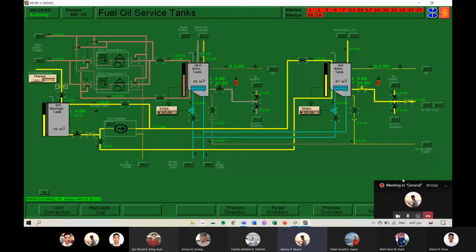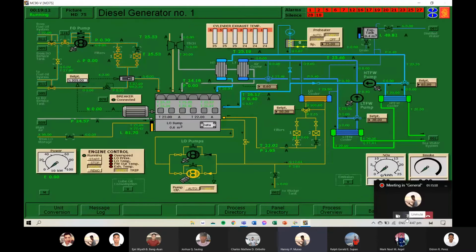Chief Engineer Perez, sir, go back to Directory 75 and check start air pressure. Must be above 14 bar. Our start air pressure is 24.66 bars. Next. Go to the engine control panel and press start. Done. Observe the changes of all parameters. RPM should be 905.